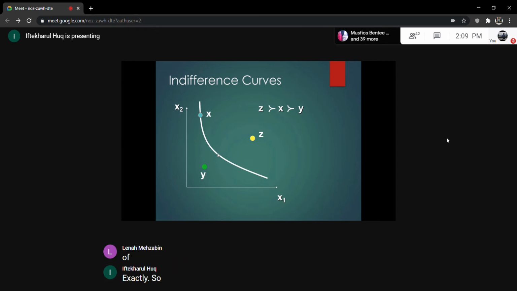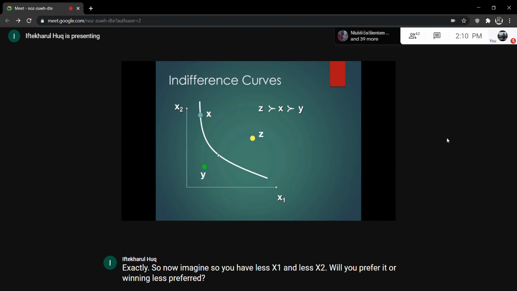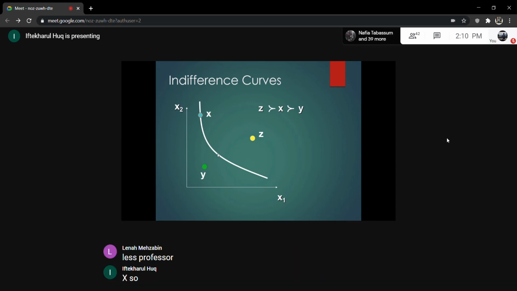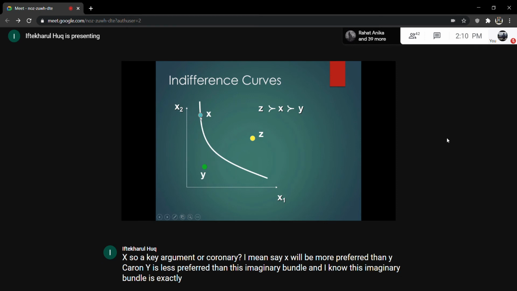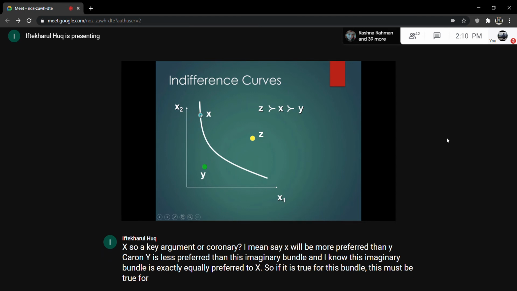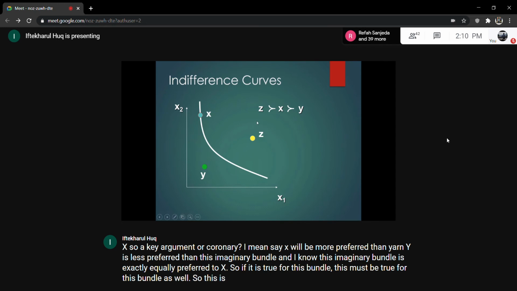So now imagine, you have less X1 and less X2. Will you prefer it or will you less prefer it? Sir, less preferred. So because of the same argument, I can again say that X will be more preferred than Y, because Y is less preferred than this imaginary bundle, and I know this imaginary bundle is exactly equally preferred to X. So if it is true for this bundle, this must be true for this bundle as well. So this is why I can say Z is more preferred than X and X is more preferred than Y.